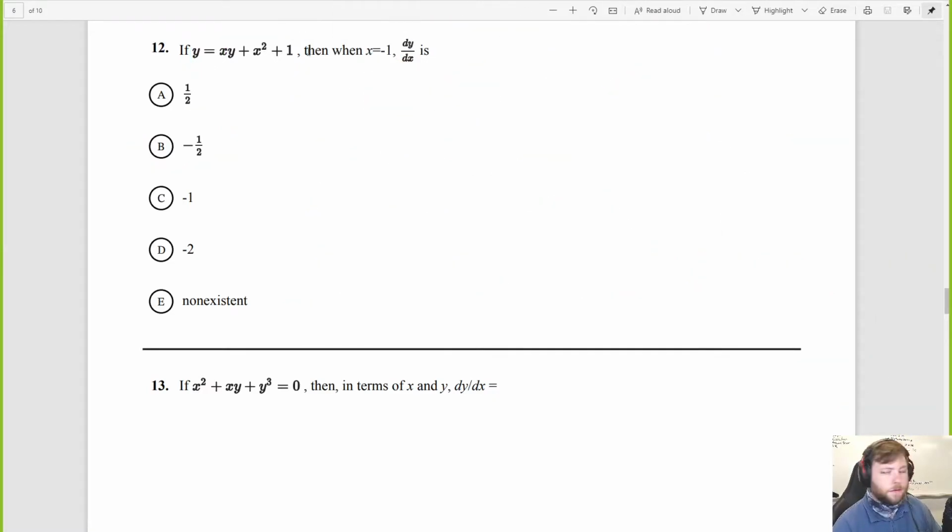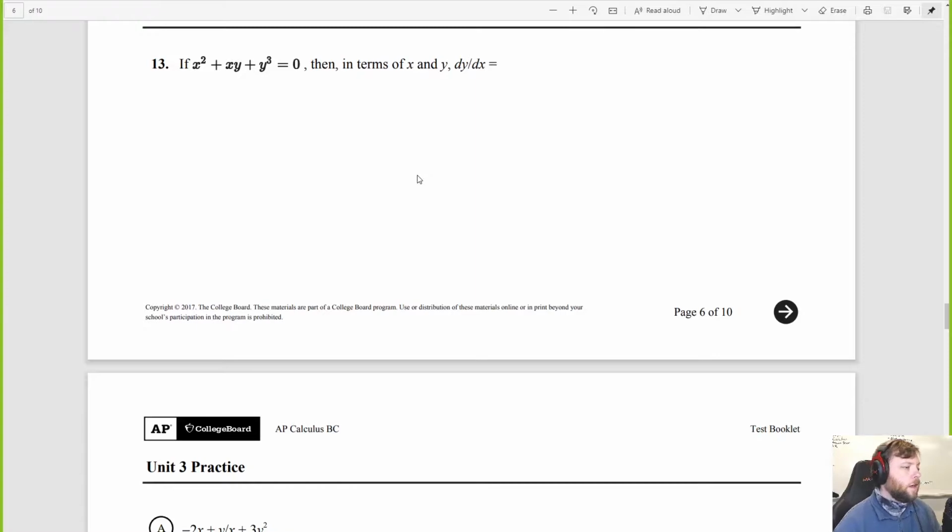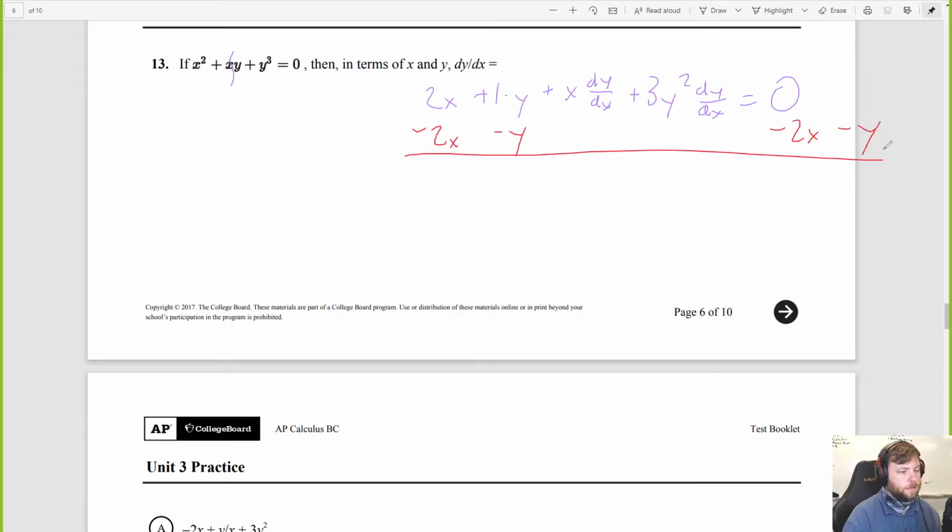All right, moving on. Another one of these. Oh. Okay, so 2x times y plus x squared times dy/dx. I'm going to isolate things. I think I'm just going to subtract 2x and subtract y on both sides. Cancel out.